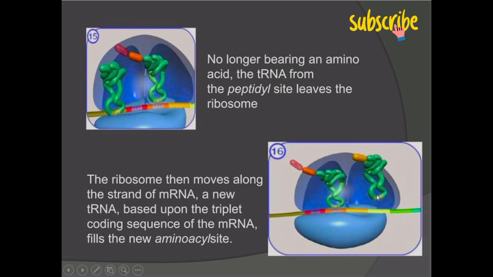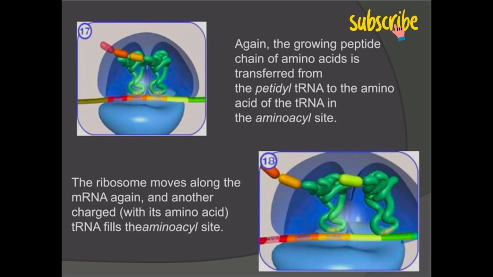These are known as the aminoacyl site and these are known as the peptidyl site. From the peptidyl site, the transfer RNA leaves, while into the aminoacyl site, the transfer RNA enters. Again, the growing peptide chain of amino acids is transferred from the peptidyl transfer RNA to the amino acid of the transfer RNA in the aminoacyl site. The ribosome moves along the messenger RNA again, and another charged transfer RNA with its amino acid fills the aminoacyl site.